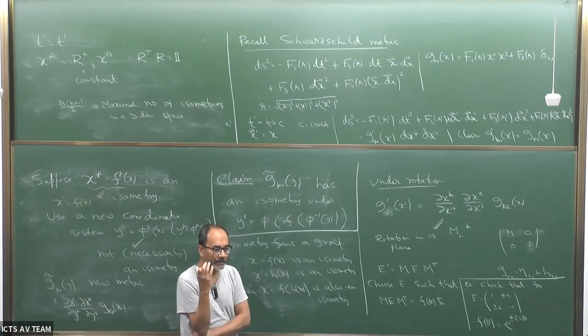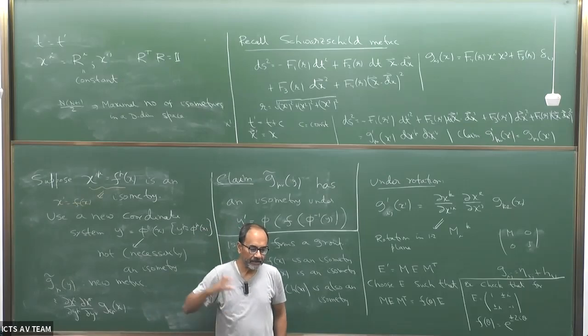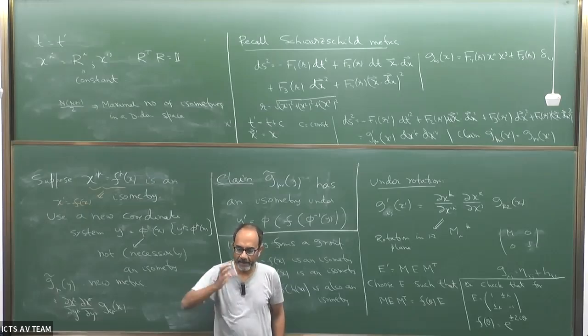So R2 is what? Plane. The plane has how many isometries? 2 translations, 1 rotation. You can translate in the x and y direction and you can rotate in the xy plane. The sphere S2, how many isometries does it have? 3. 3-dimensional rotation, SO(3).